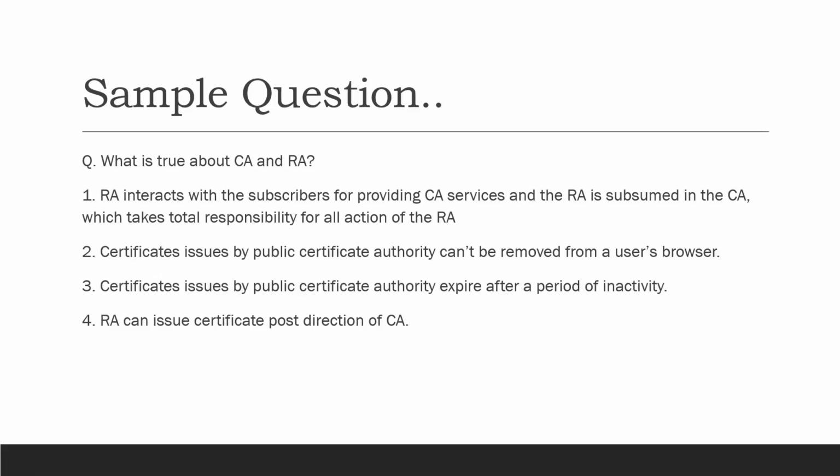हाँ, वो तो डेफिनेशन ही है। सेकंड ऑप्शन, थर्ड ऑप्शन, फोर्थ ऑप्शन देखो, पब्लिक की अथॉरिटीज कैन नॉट बी रिमूव्ड यूजर ब्राउजर। हम हमेशा अपने ब्राउज़र से हटा सकते हैं, अगर हमको ट्रस्टेड नहीं लगे। सर्टिफिकेट इशू्ड बाय पब्लिक सर्टिफिकेट अथॉरिटी एक्सपायर आफ्टर पीरियड ऑफ इनएक्टिविटी की बात नहीं होती है। आपकी एक्सपायरी 1 साल की है तो आप इसको यूज ना भी करो तब भी वो पड़ा रहता है। और आरए कैन नेवर इशू द सर्टिफिकेट, correct?